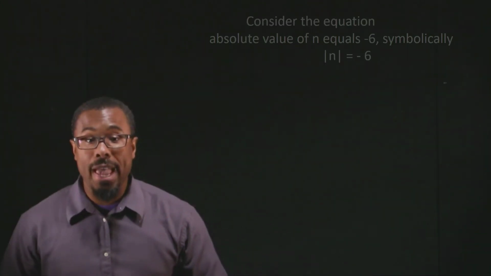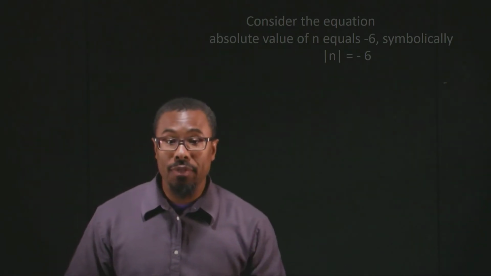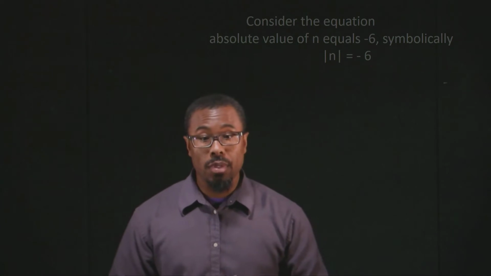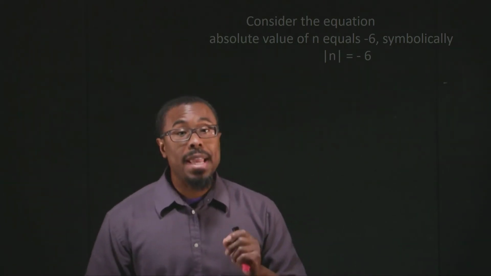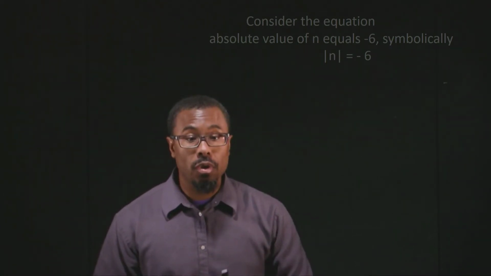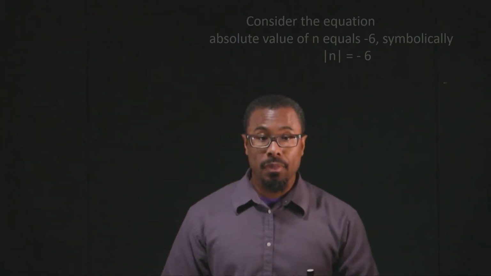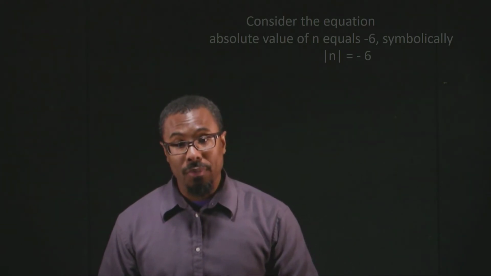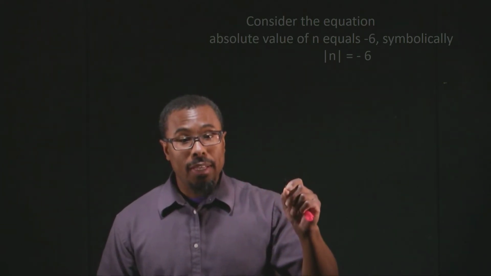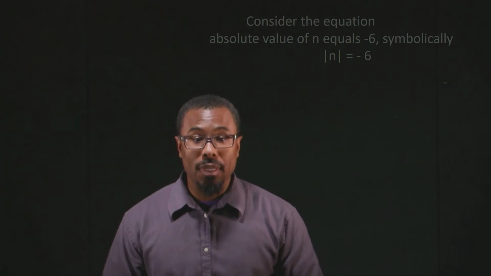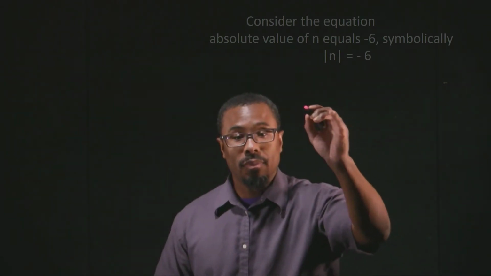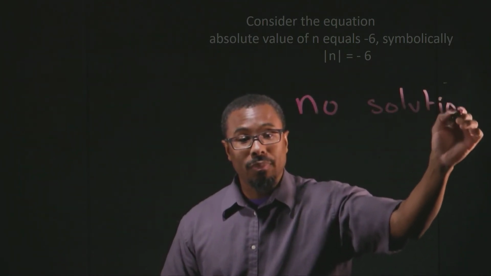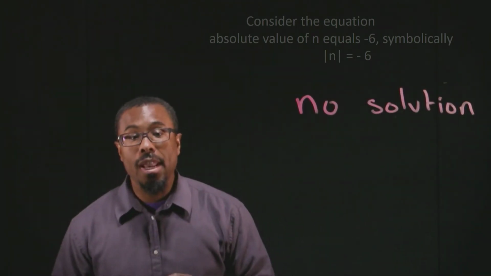Now in this problem we have the absolute value of n equals negative 6. Recall the absolute value is the distance a value is from 0. So our distance by nature is always positive. We don't consider the direction, only the distance. So the absolute value can never equal a negative number. The absolute value of n cannot equal negative 6. Thus, in this case, there is no solution, because the absolute value cannot equal a negative number.